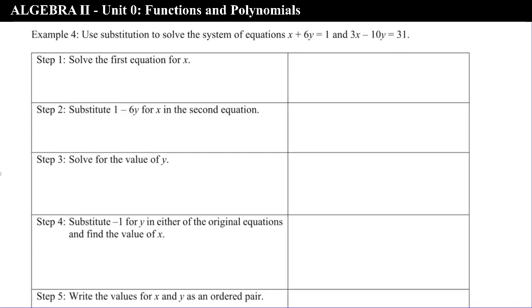Well, first of all, let's solve the first equation for x. And the reason I want to go to the first equation here is because x is kind of by itself already. And it's very simple to get x by itself on one side, since it is already sort of by itself to begin with. So we're going to write that first equation down, because all we have to do is move 6y to the other side, and we're done with this step. x equals 1 minus 6y.